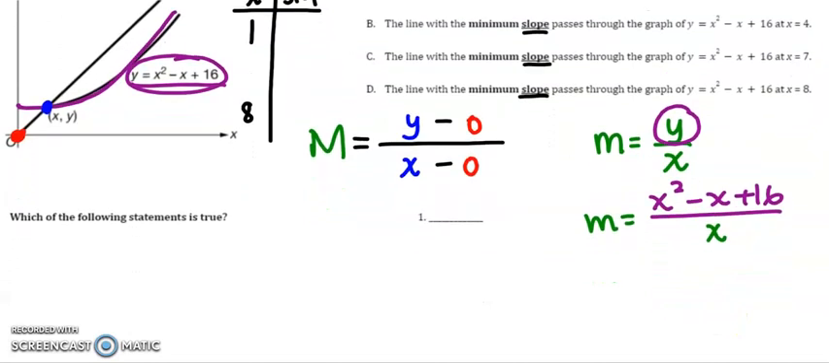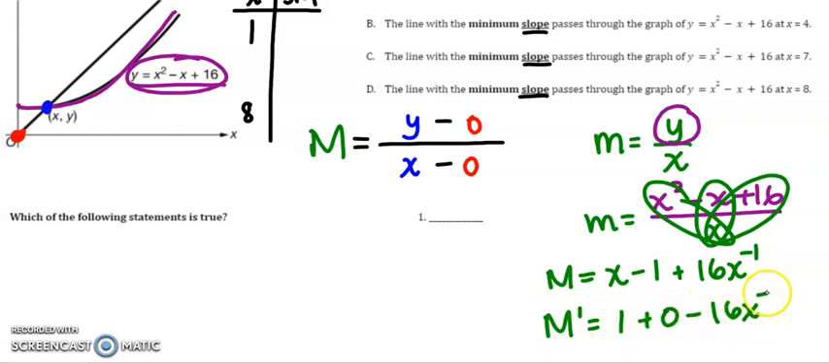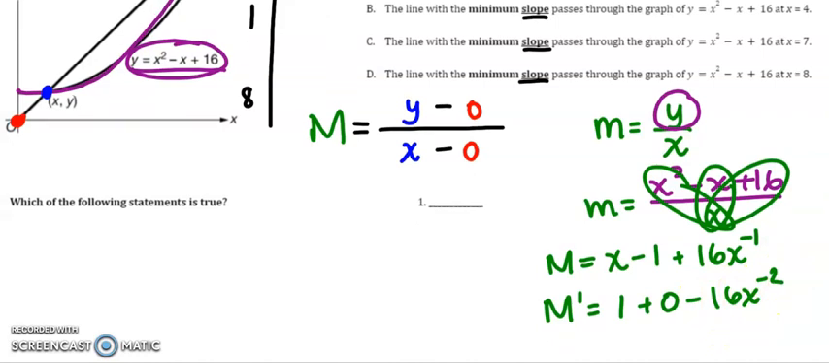What am I supposed to do with that slope? I'm supposed to find the minimum. Okay, well, I could take a derivative using the quotient rule, but I'm going to do a little bit of algebra first. If we do x squared divided by x, we're left with just x. Negative x divided by x is negative 1. 16 divided by x is going to be 16x to the negative first. Now I can do calculus. M prime is going to be equal to 1 plus 0 minus 16x to the negative second.